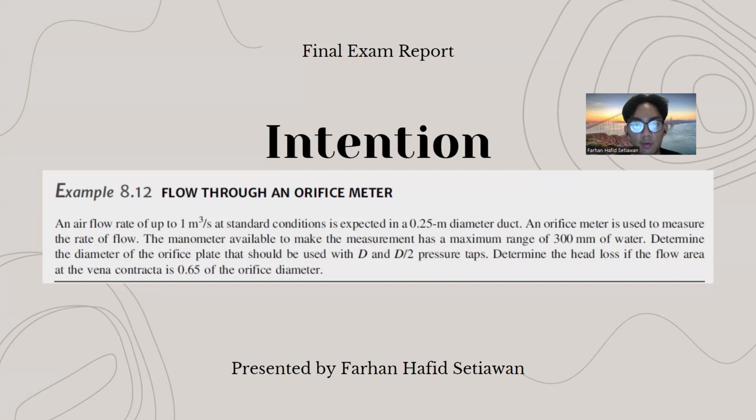An airflow rate of up to 1 cubic meter per second at standard conditions is expected in a 0.55 meter diameter duct, and an orifice meter is used to measure the rate of flow. The manometer available for measurement has a maximum range of 300 millimeters of water. Determine the diameter of the orifice plate that should be used with D and D/2 pressure taps. Determine the head loss if the flow area at the vena contracta is 0.65 of the orifice diameter.